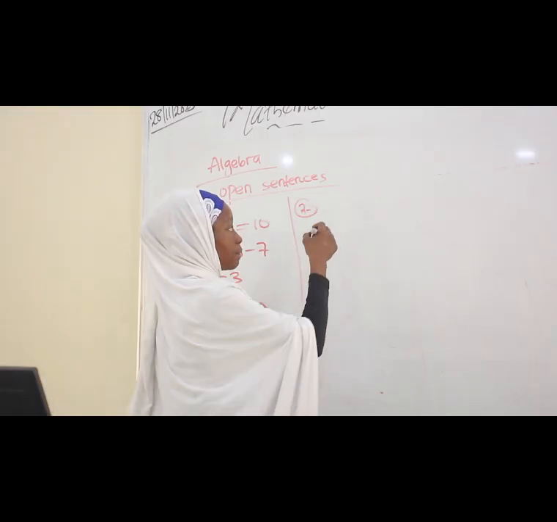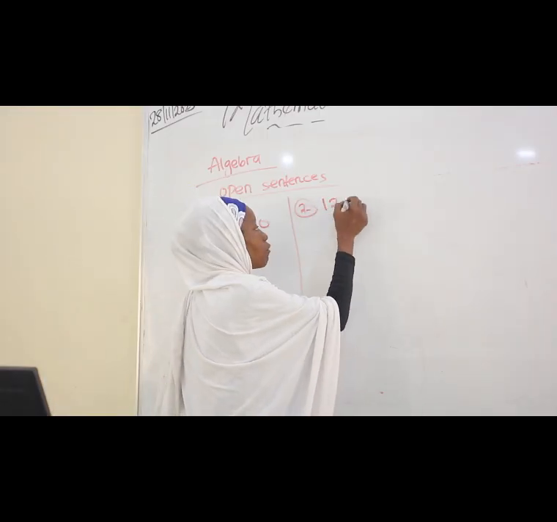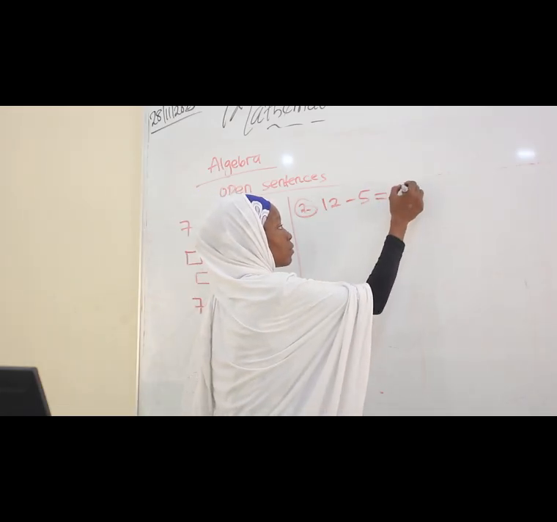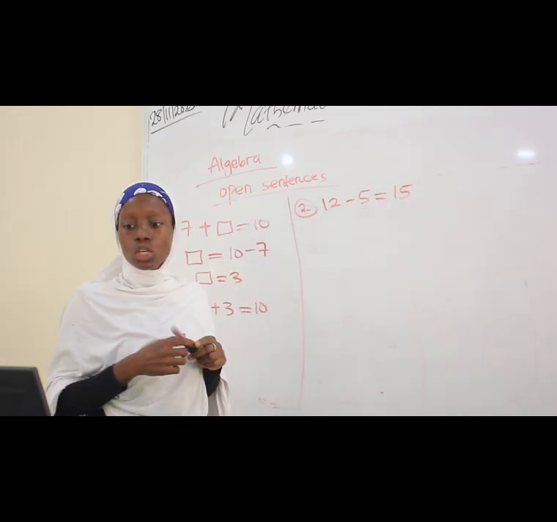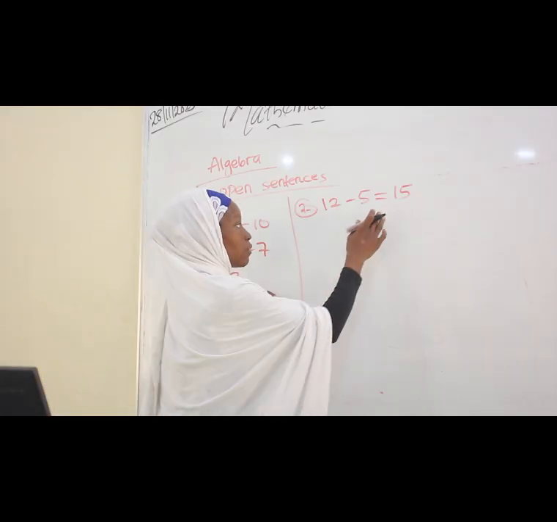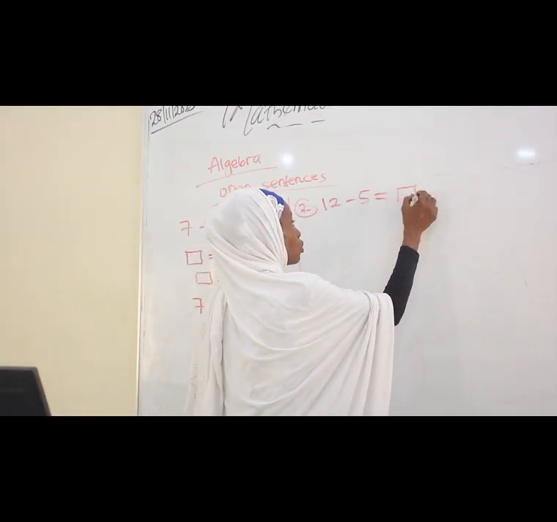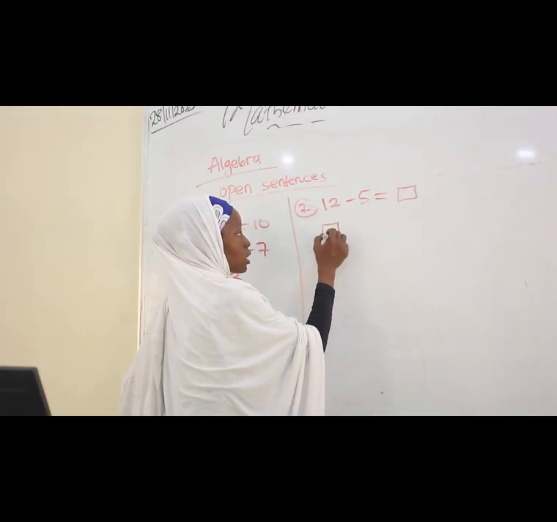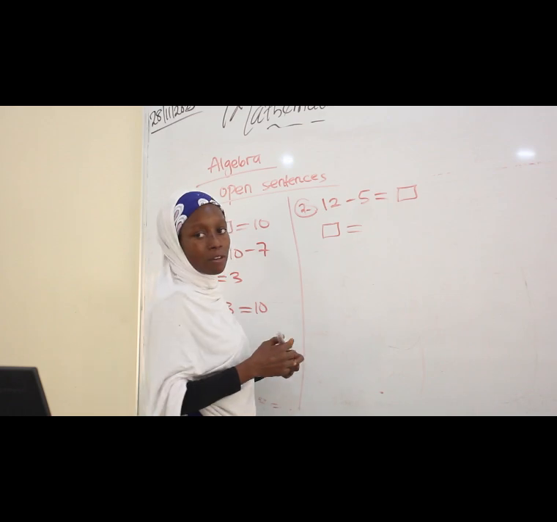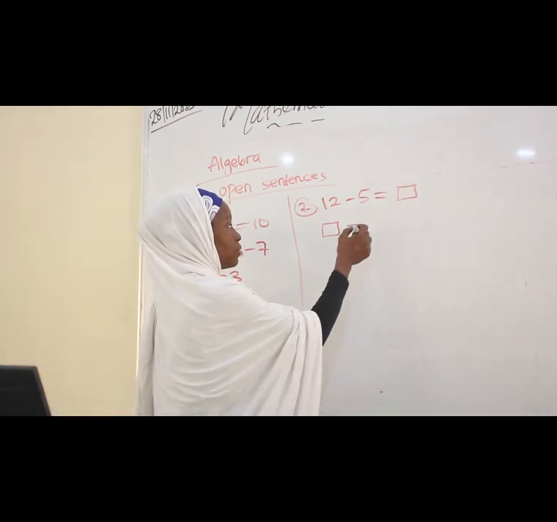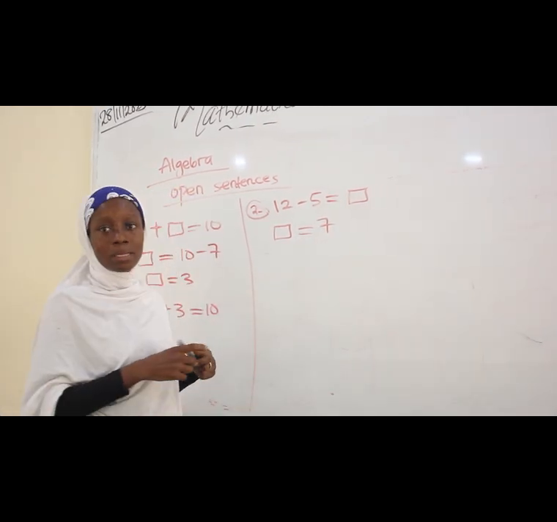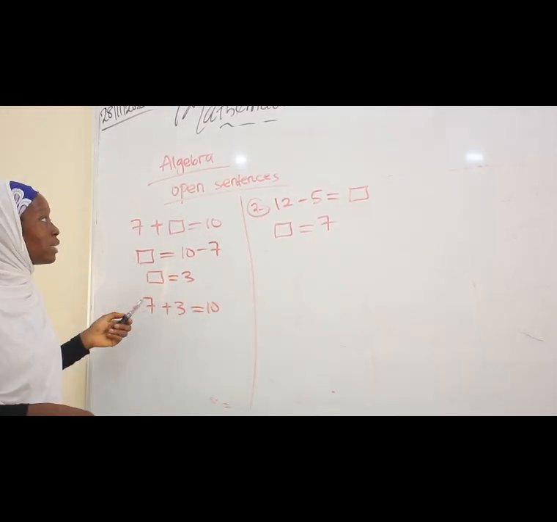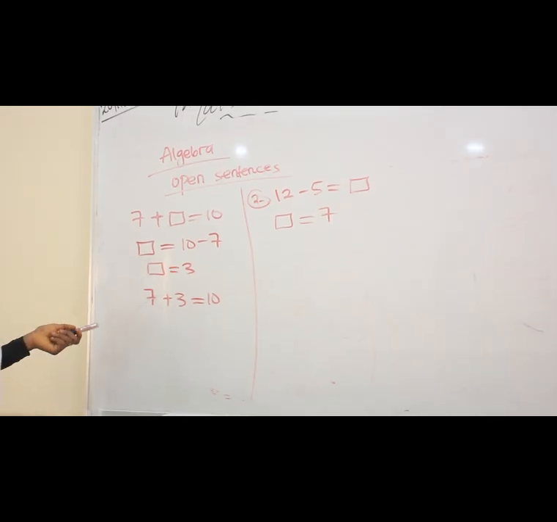If you have 12 minus 5 is equal to box. If you are making box the subject of the formula, 12 minus 5 is going to give us what? 7. So it means our unknown in this case is what? 7.